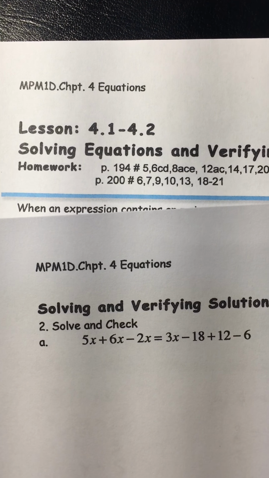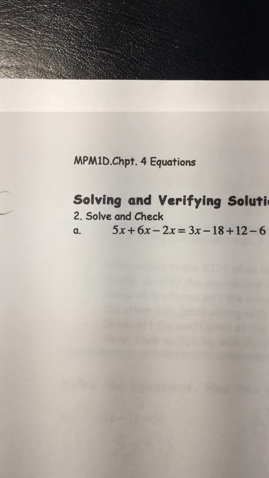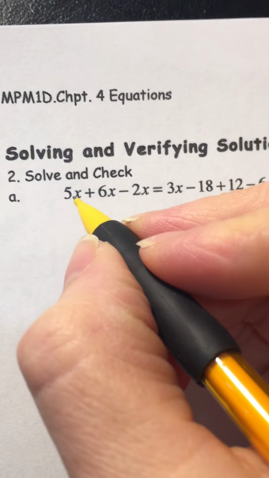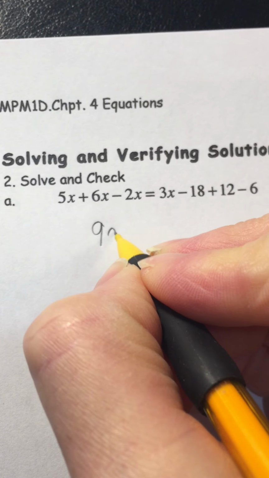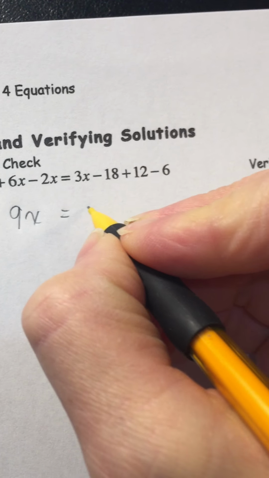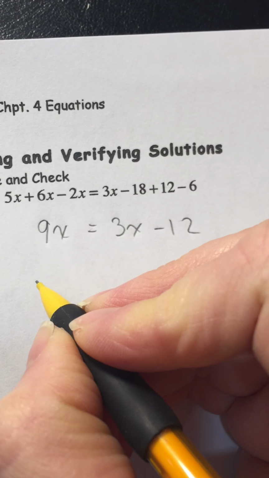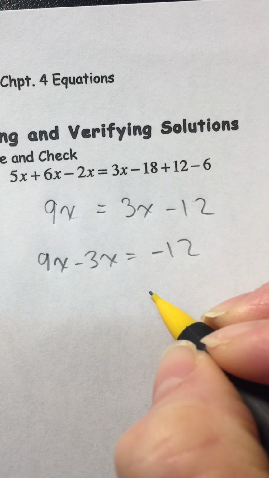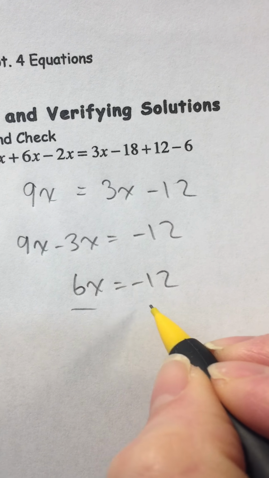Okay, this is the second page of lesson 4.1, 4.2. So we're going to be looking at solving and verifying solutions. For this first question, we're going to collect all the like terms on the one side. You get 9x. And on the other side, you get 3x, subtract 12. Then we bring the 3x over through subtraction, leaving the minus 12 on that side, and divide off the coefficient of 6.